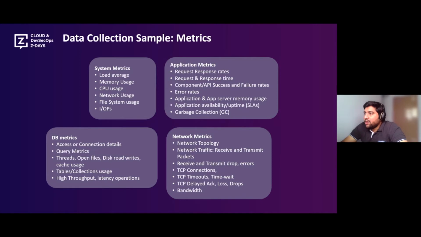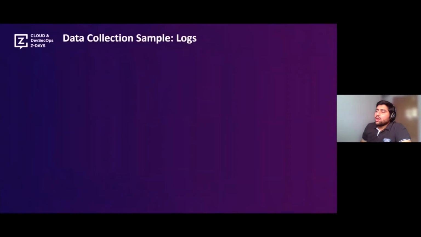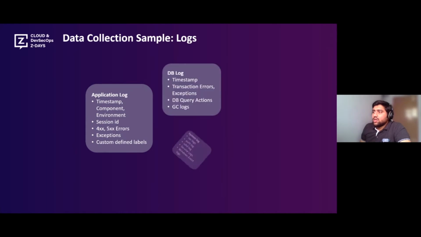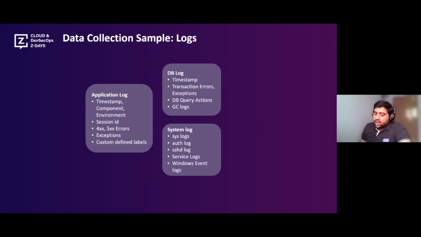And in the network, we have the network-specific metrics, like how many TCP connections are there, how many dropped connections are there, how many delayed acknowledgements are there, the network-level statistics. And in the logs category, again, we can have the application logs, the database logs, and the system logs. We can have many more logs, but I've just tried to present these three here. The main parameters that can be fetched from these logs are the timestamp, the component for which the logs are generated, the log message, and any errors or exceptions in the logs.